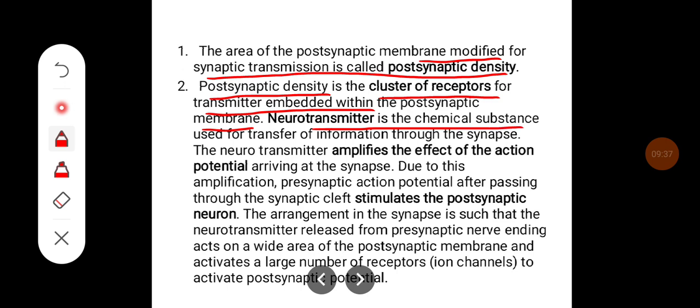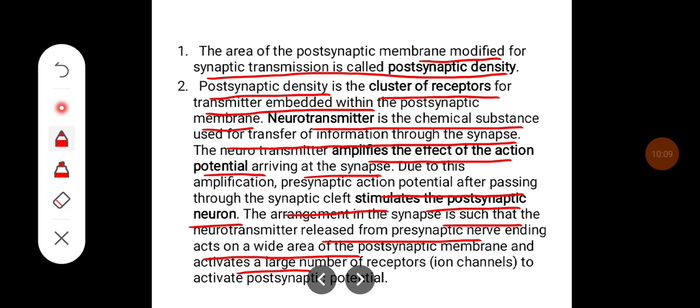Neurotransmitter is the chemical substance used for transfer of information through the synapse. The neurotransmitter amplifies the effect of the action potential arriving at the synapse. Due to this amplification, the presynaptic action potential, after passing through the synaptic cleft, stimulates the postsynaptic neuron. The arrangement in the synapse is such that the neurotransmitter released from the presynaptic nerve ending acts on a wide area of the postsynaptic membrane and activates a large number of receptors, that is ion channels, to activate the postsynaptic potential.